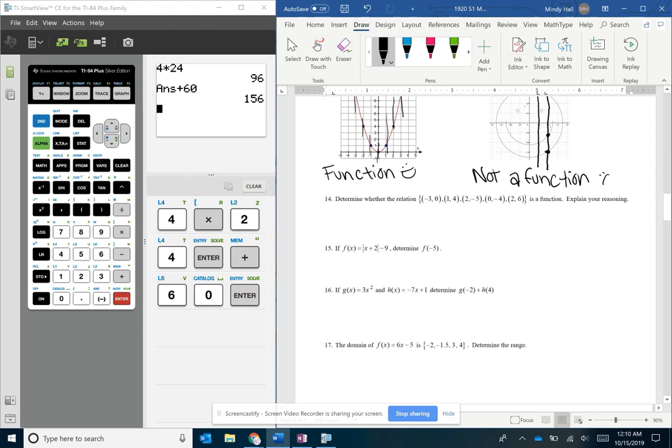So for 14, we want to determine if the relation is a function. And whenever you have these questions, you're really just looking at, do any of my x values repeat? In this case, we have -3, 1, 2, 0, and 2. So because these 2's are in common, this is not a function because x values repeat.